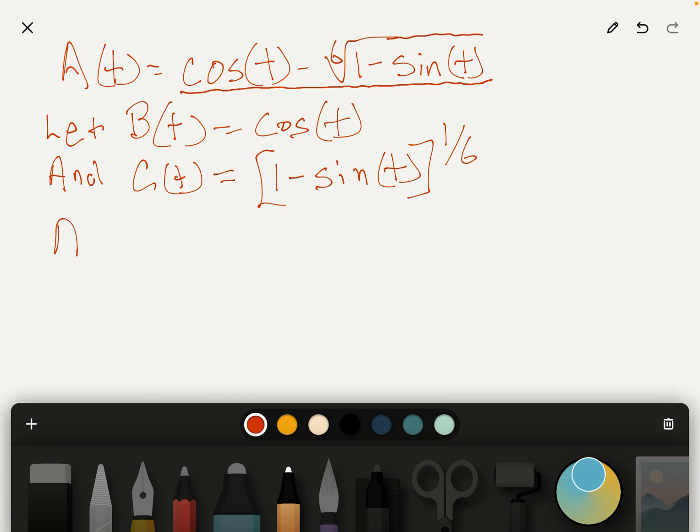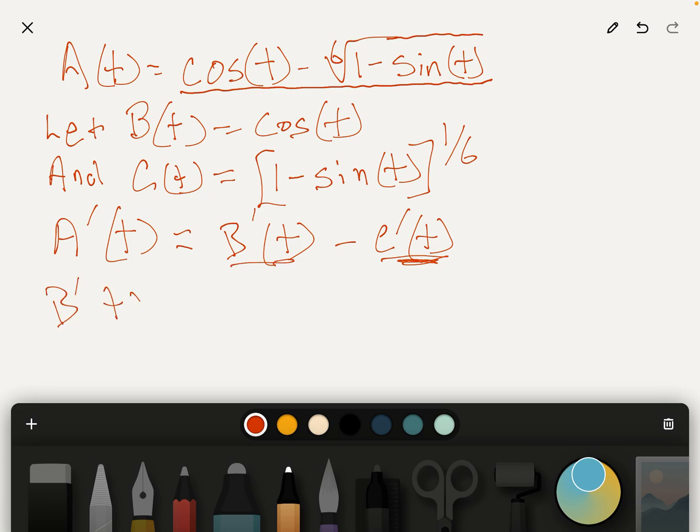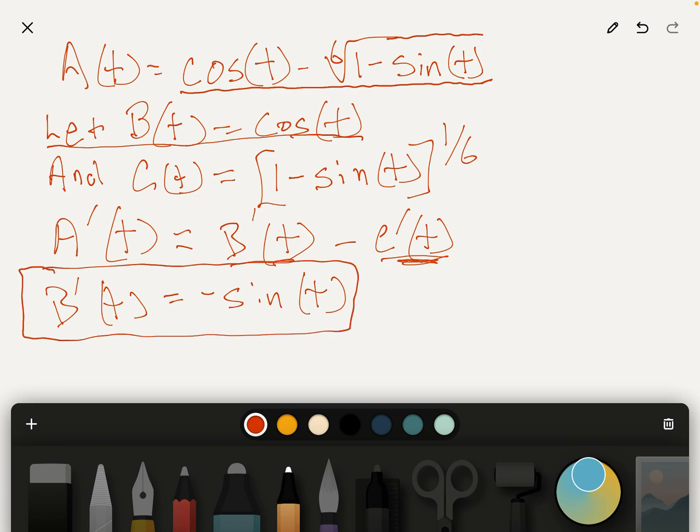Now, this isn't even the chain rule. This is even more basic. The derivative of a of t, or a prime of t, we can now say equals b prime of t minus c prime of t. Now the tricky one is going to be c prime of t, but we can do b prime of t very quickly. B prime of t, referring back to this, is simply negative sine t. So we're done with b prime of t. Let's just draw a box around that, and we'll come back to it later.